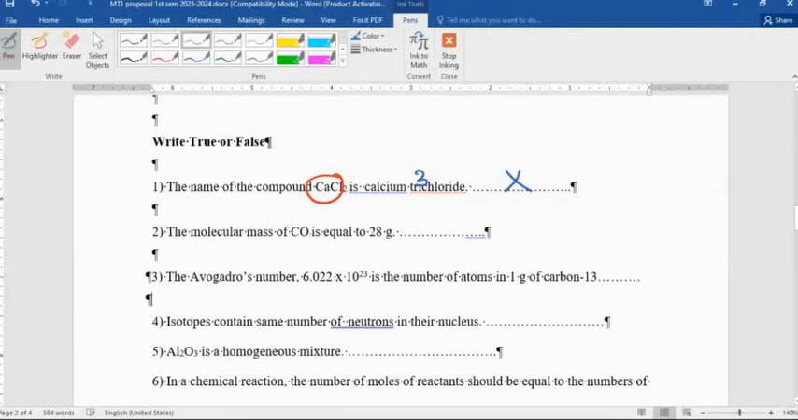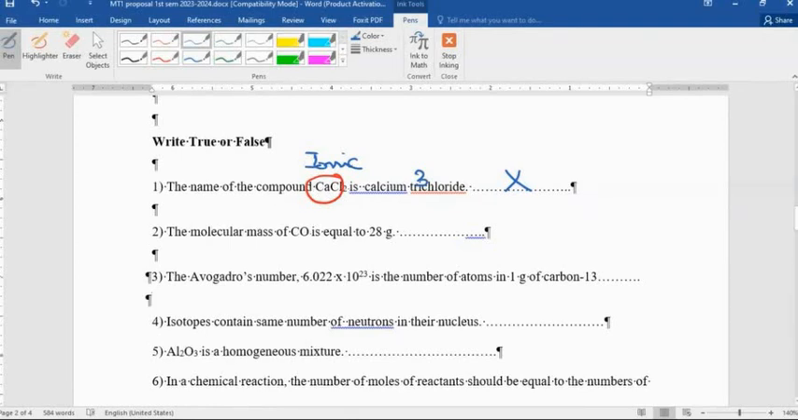But correctly and scientifically, this one is an ionic compound. In an ionic compound, I will not use tri, mono, di, etc. I use mono, di, and tri only for molecular compounds. So this one is an ionic compound, and I will not use di and tri. So what will be the correct answer for this one? Calcium chloride. So this one is wrong. This one is a trap.